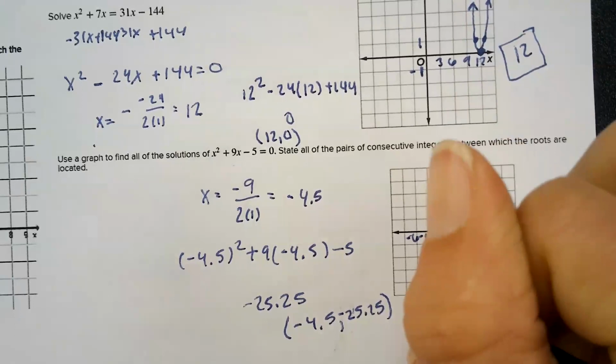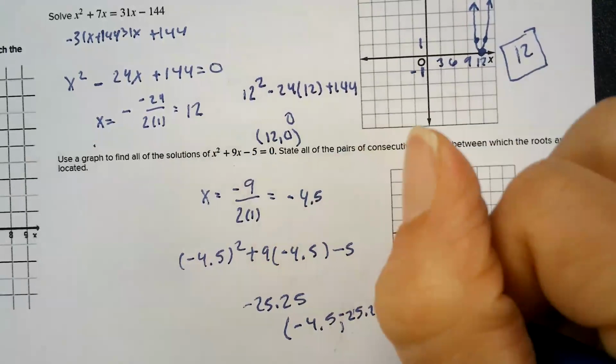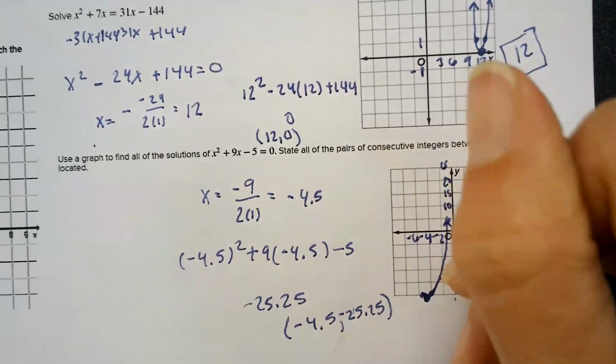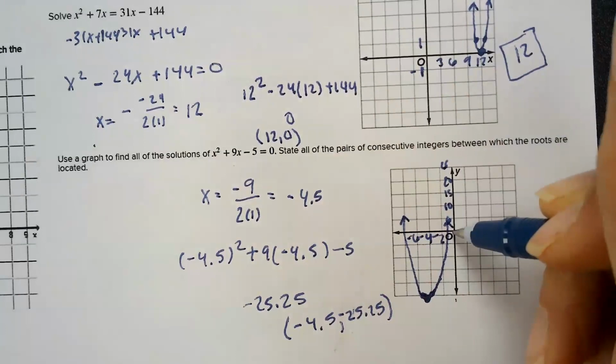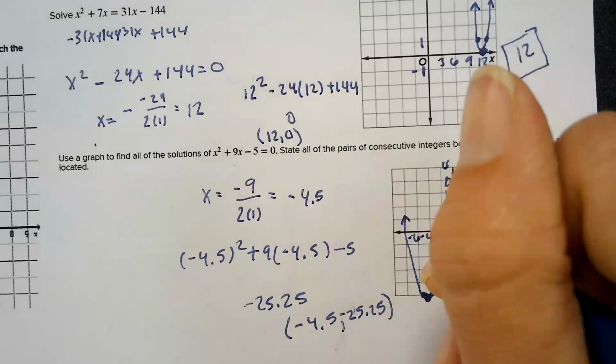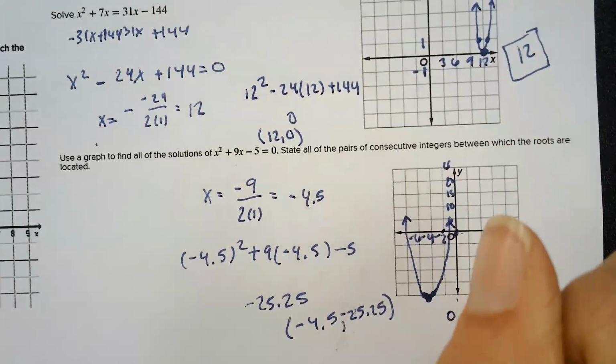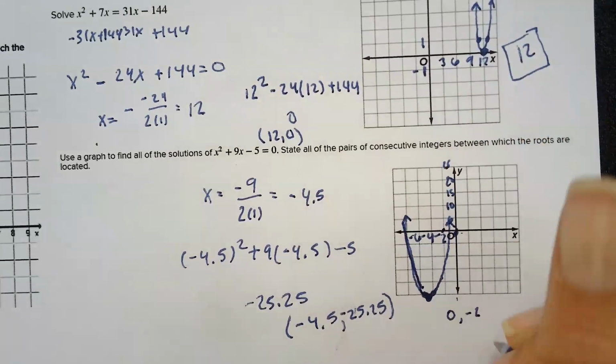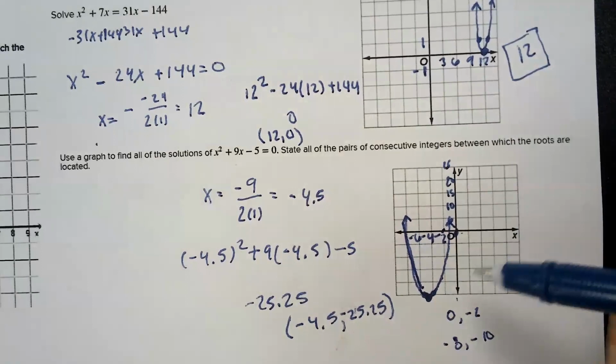Slope is up 1 over 1. Say it goes in between, now my scale's by 2, so in between 0 and negative 2, and in between negative 8 and negative 10. It says consecutive integers. That's hard to do on this graph.